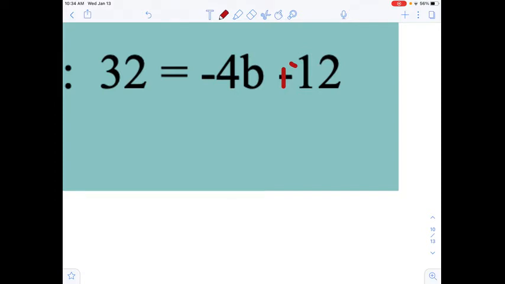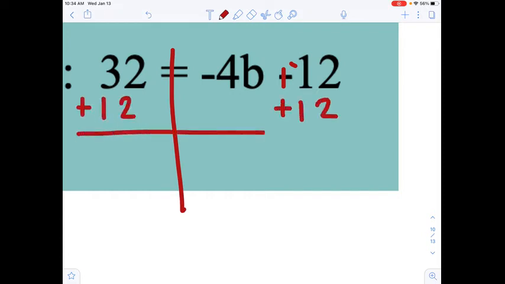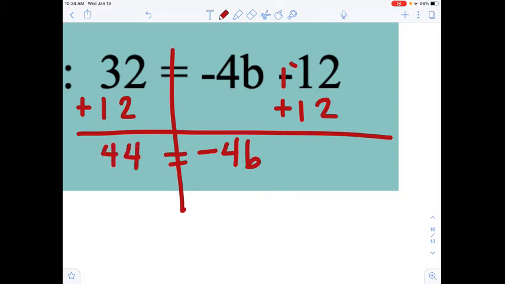My constant is negative 12. The opposite of negative 12 is positive 12. So I'm going to add 12 to both sides to get rid of that. Negative 12 and positive 12 cancel. So this side is just negative 4b equals 32 plus 12 is 44.